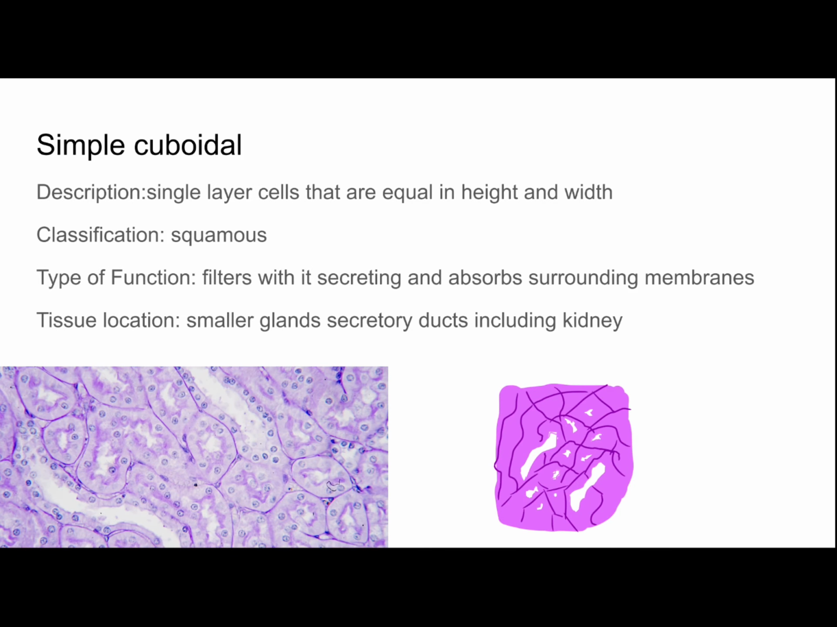Okay, so this is the simple cuboidal. It's a bunch of singular cells that are around equal height and width, so they're perpendicular with each other. There's squamous, which is pretty much what I just said, regardless. All it does is filter substances and then secrete them, and it absorbs surrounding membranes. It's located in the smaller glands and secretory ducts, including the kidney and other tissues.